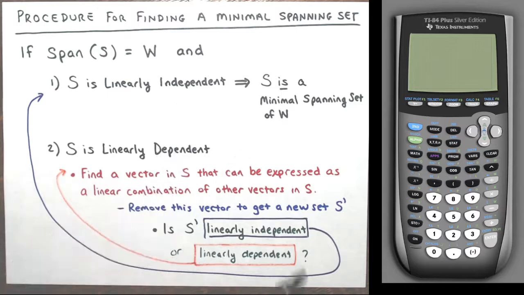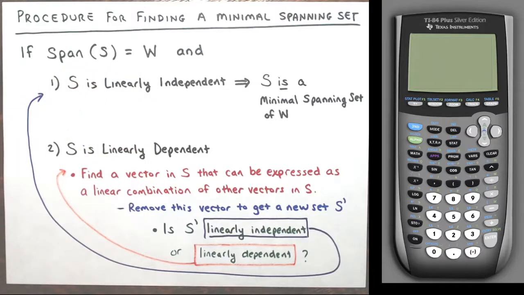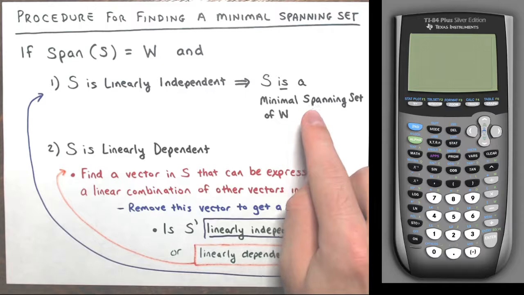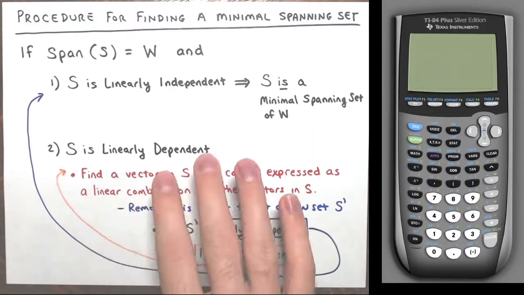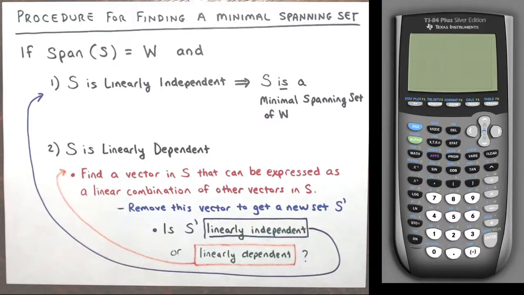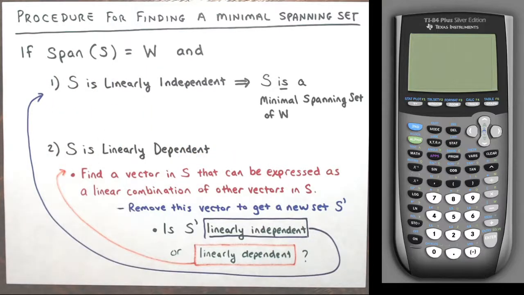That's the goal here, to get down to a linearly independent set of vectors whose span is equal to W, and then that linearly independent set will be called the minimal spanning set of W. So if we have a linearly dependent set, we're just going to keep removing vectors until we get the smallest possible number of vectors that are linearly independent and span W. I hope that all made sense. Again, I'm assuming you know what a span of a set of vectors means and what linear independence and linear dependence mean for a set of vectors.